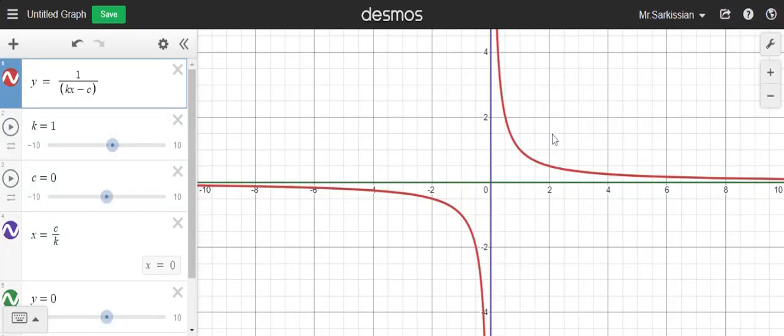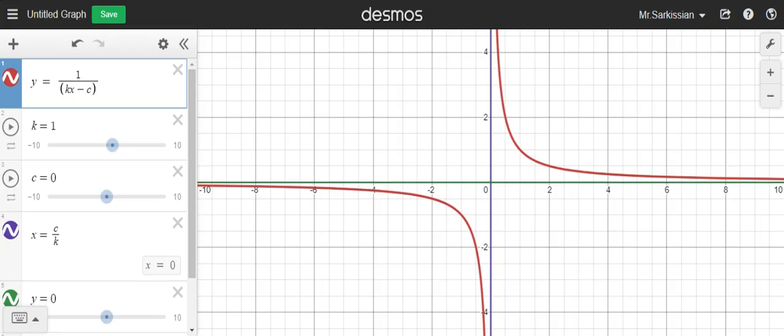Welcome to another lecture on the topic of reciprocal of a linear function. In this investigation, we are considering a reciprocal function y equals 1 over kx minus c. As you see, the denominator is a linear function, and 1 over that linear function makes this function a reciprocal function, or generally speaking, a rational function, a particular type of rational function.